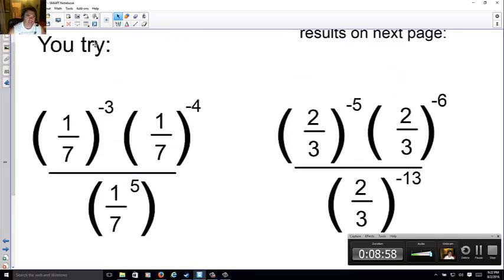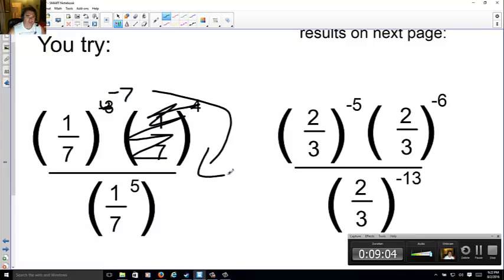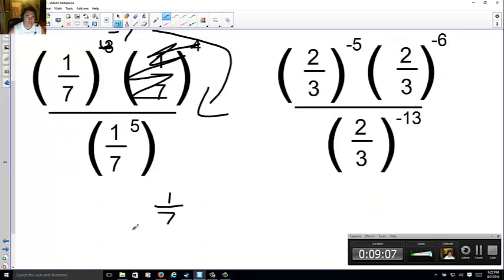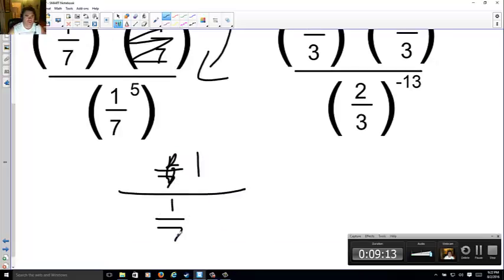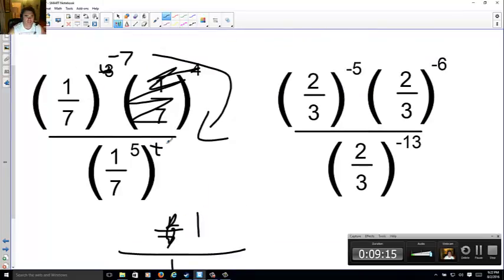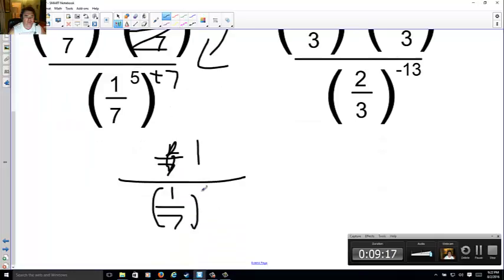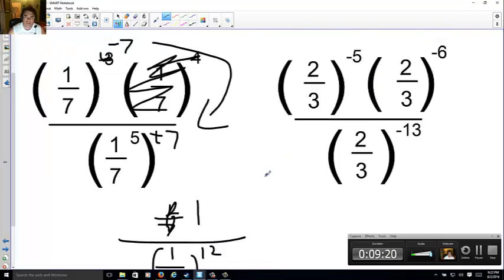Well, negative 3 and negative 4 are going to combine to make negative 7. So you have negative 7 here. It's going to cancel out. This goes to the bottom. Excuse me, that goes to the bottom. Excuse me. 1 over 1/7 to, this plus 7, to the 12th. It's easy to get crossed up on this stuff.